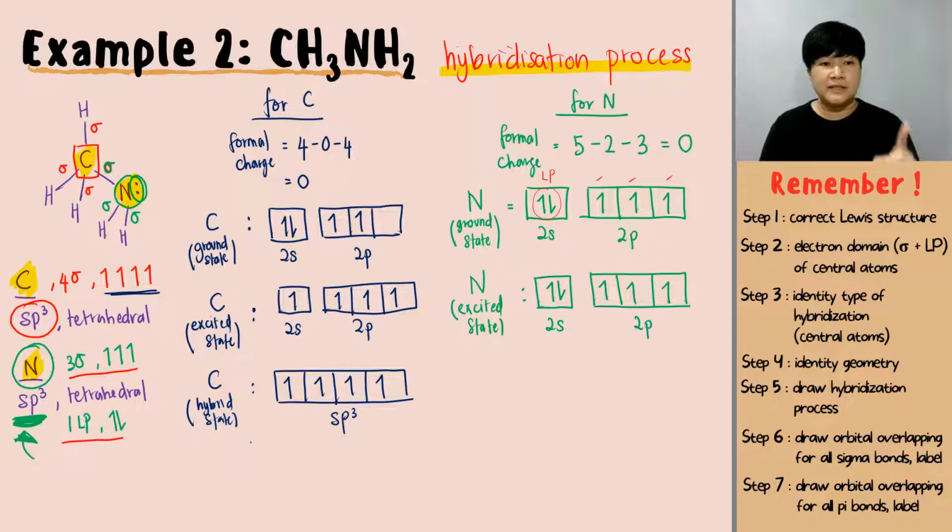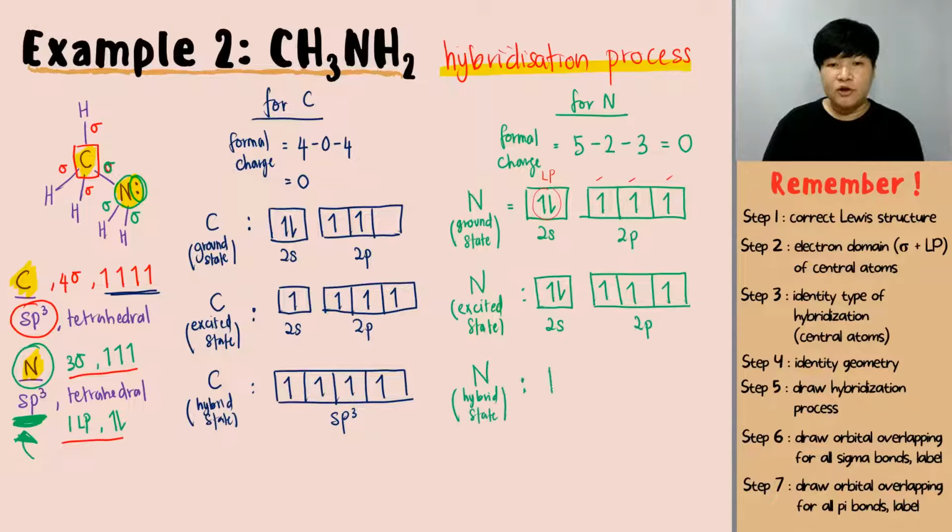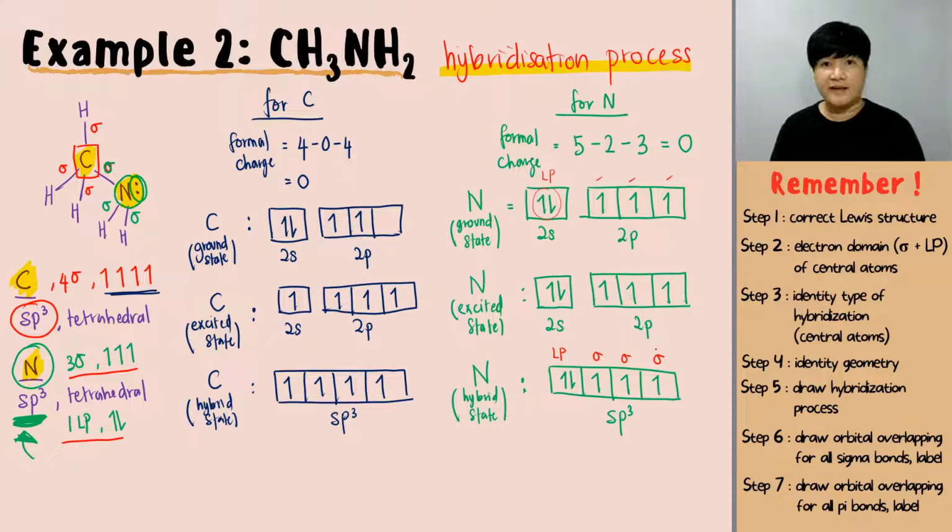In other words, we are taking 1 from the S and 3 from the P. Therefore, your nitrogen hybrid state is your sp3 hybridized orbital. The first one from the S has a pair of electrons, and then the 3 from the P have 3 single unpaired electrons. I hope you remember that the pair is your lone pair, and the single electrons are your sigma. Is that clear? Simple.